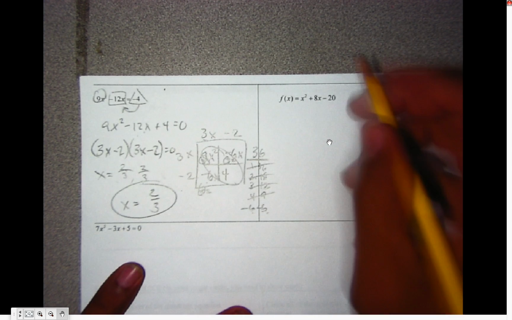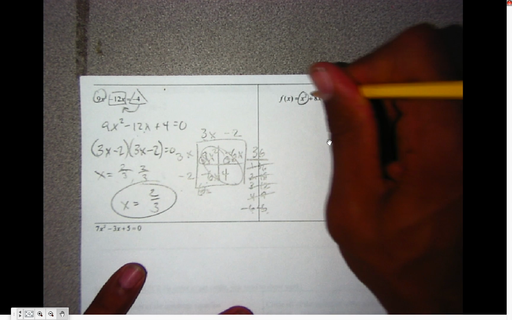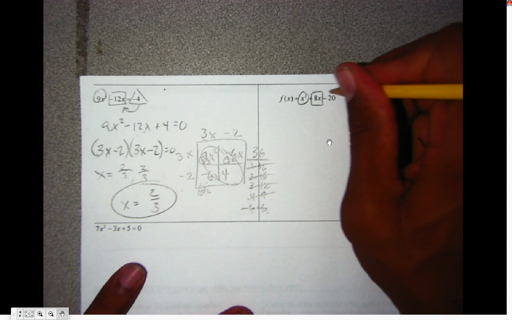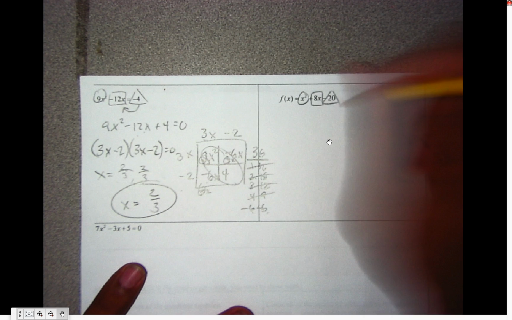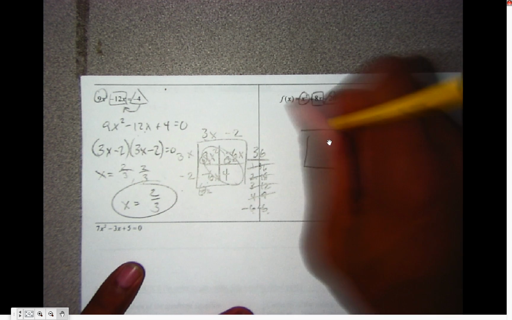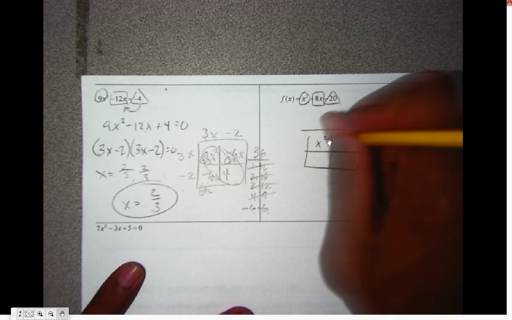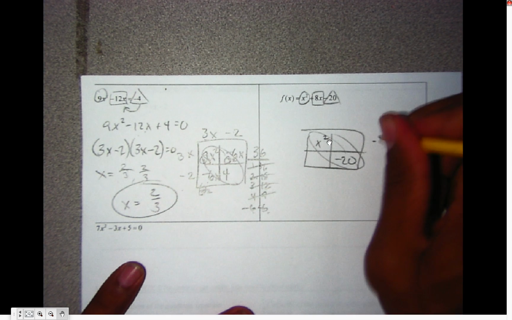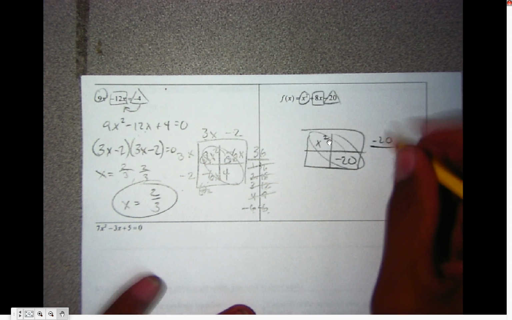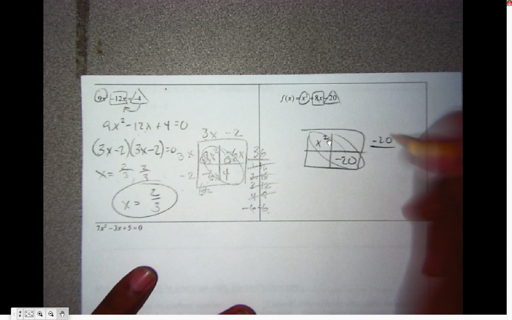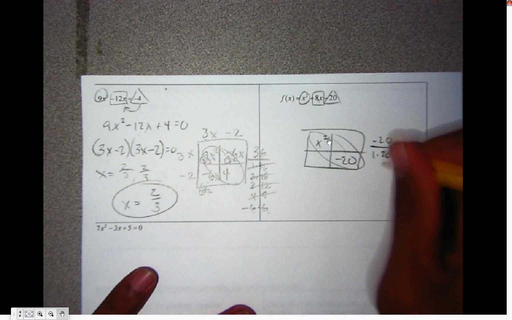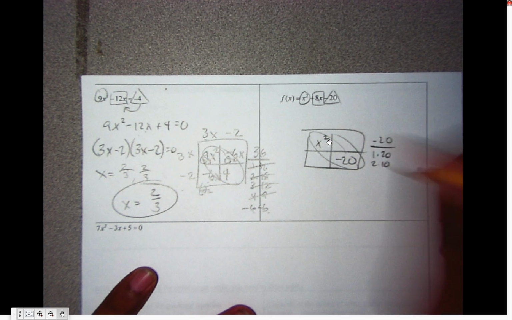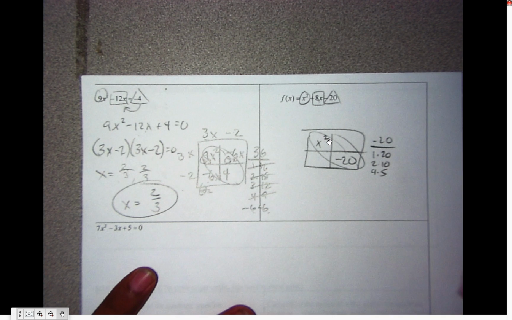Okay, now again, look. Another problem where all the numbers are different. So again, we're going to do the box. X squared, last number, minus 20. Multiply these two, so it's just minus 20. Okay, so what two numbers will multiply to 20? So 1 times 20, let's see, 2 times 10, 4 times 5.